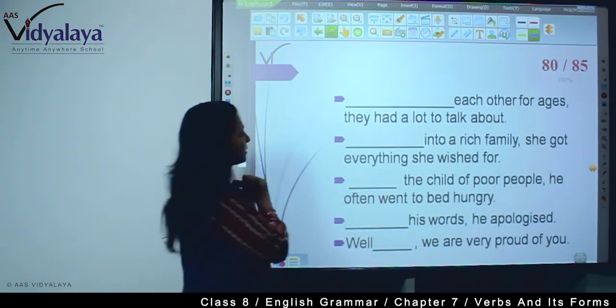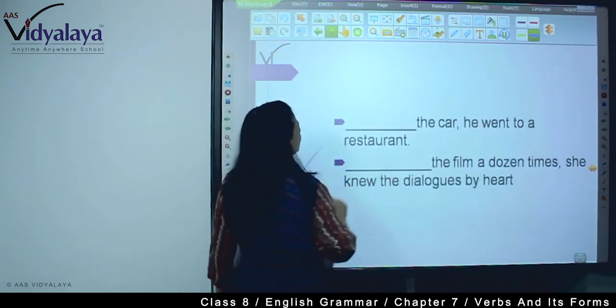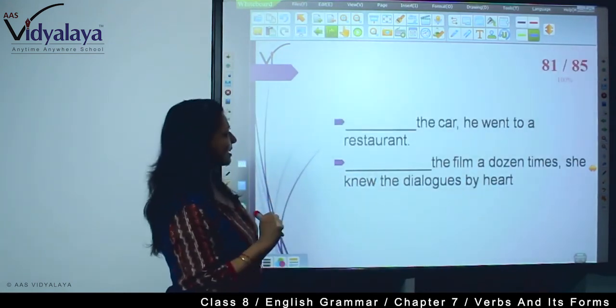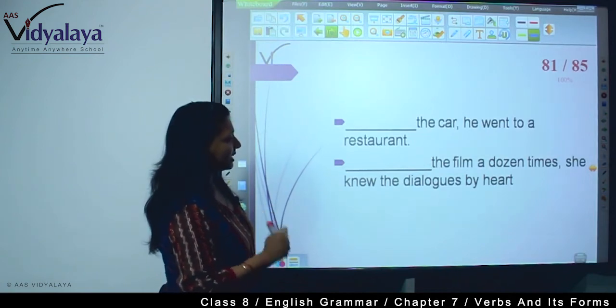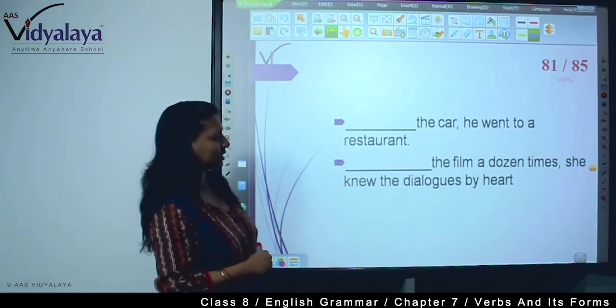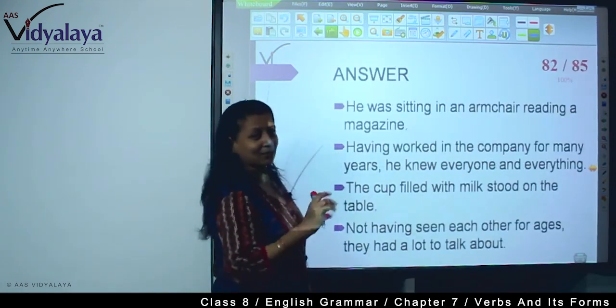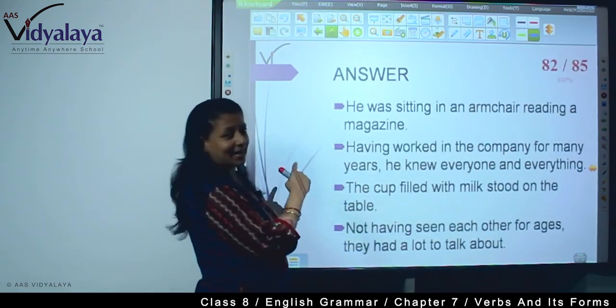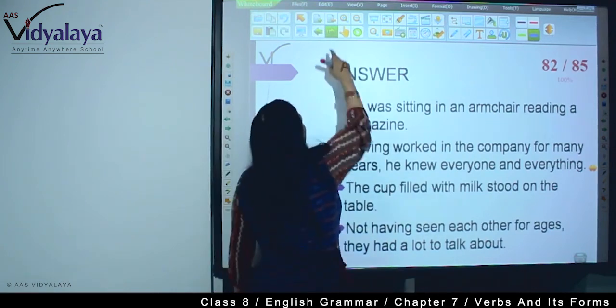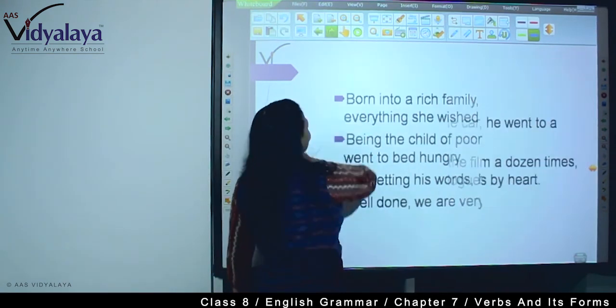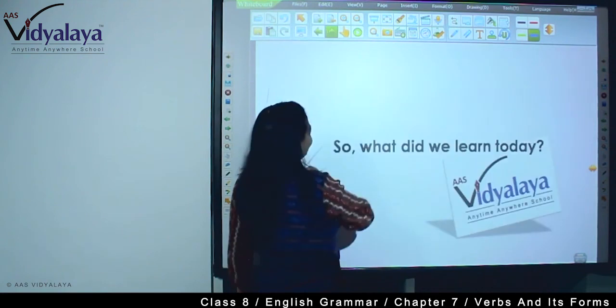Everything is done in the chapter. So, you will have to do it on your own. Answers are there. Dash the car, he went to a restaurant. Dash the film a dozen times, she knew the dialogues by heart. Now, answers are there. Please don't see the answers. First you fill that and then you check yourself. All the answers are here. I am not going to read it again.